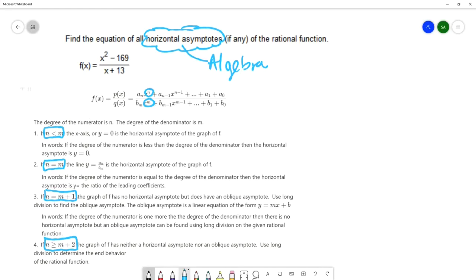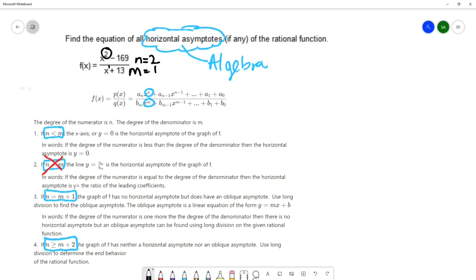So let's take a look. In this example, the degree of the numerator, n, is equal to 2. That's the highest power on x. And the degree of the denominator is 1, and that's the highest power on x. So if we're thinking about these different cases, I think it's pretty easy for us to eliminate n equals m. And I apologize there. I wrote this as n. It should be m. So I think it's clear to see that they're not equal to each other.